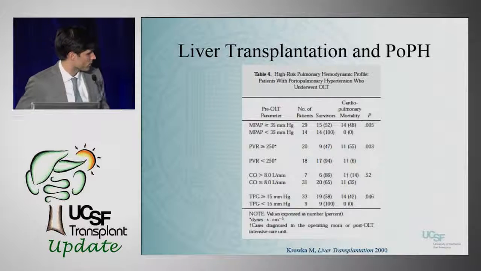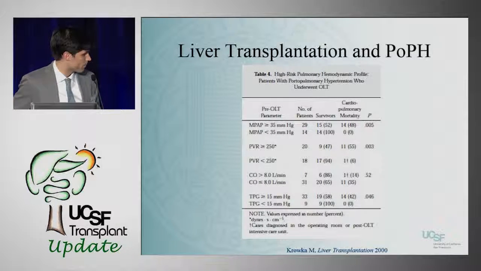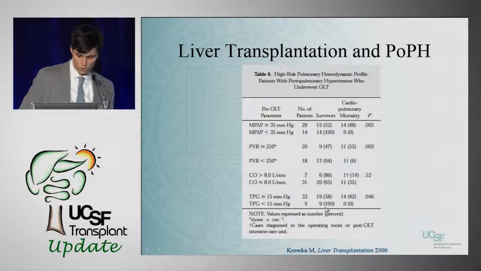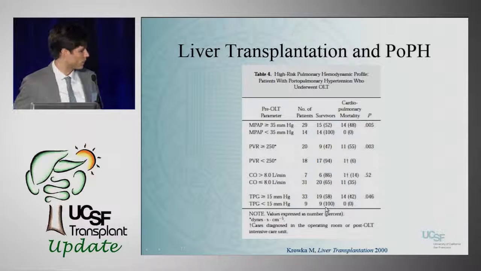This is one of my favorite studies from portopulmonary hypertension liver transplant, because it just shows so clearly how significant a predictor of adverse outcomes it is. So mean pulmonary pressure, those with PA pressure less than 35 all survive. Those with a PA pressure greater than 35, 50% mortality. Similarly, the transpulmonary gradient, those with the high gradient, 50% mortality. Those with the normal gradient all survived. Really just drives home how big a risk factor this is.